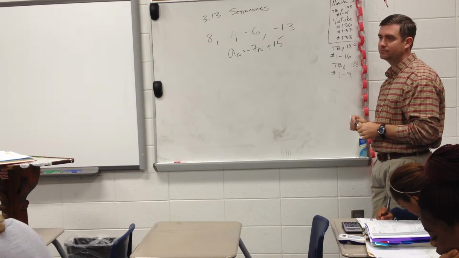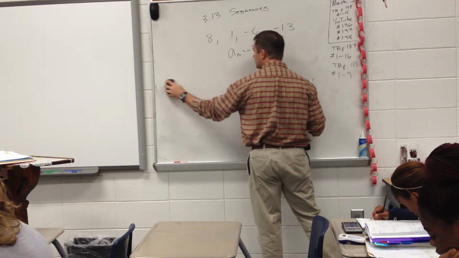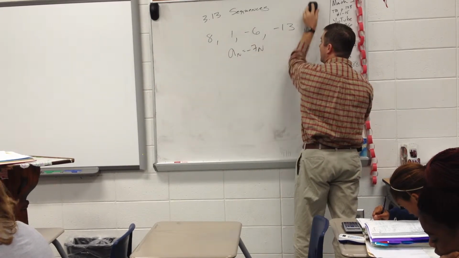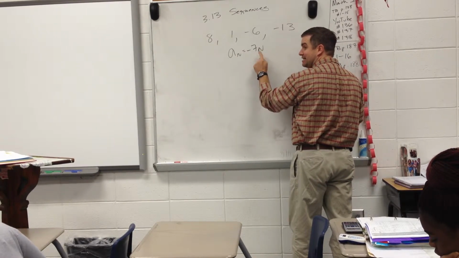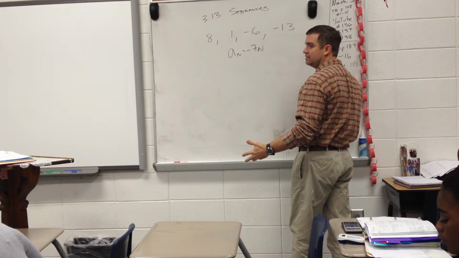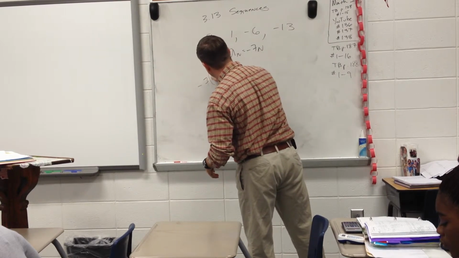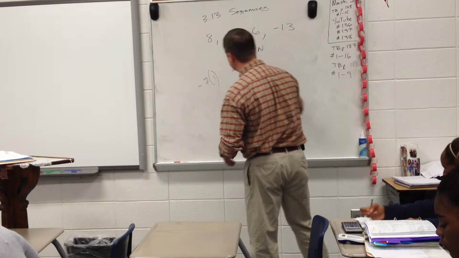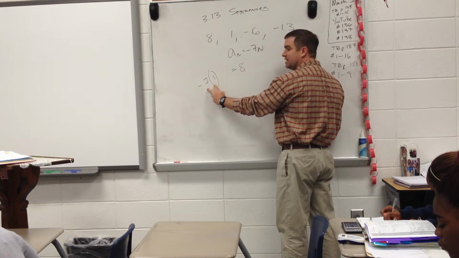Yes? Can you kind of go through how you got the plus 15 again? I can. Okay, I need everybody to be quiet. Right here, I've got negative 7 in. When I take a 1 and I put right there, I don't get 8. It's not finished. Okay? So I need to say negative 7 times 1 equals positive 8. I need to make this a true statement.